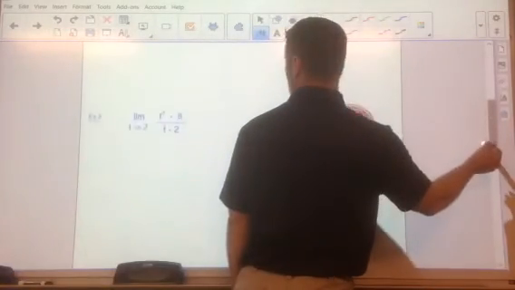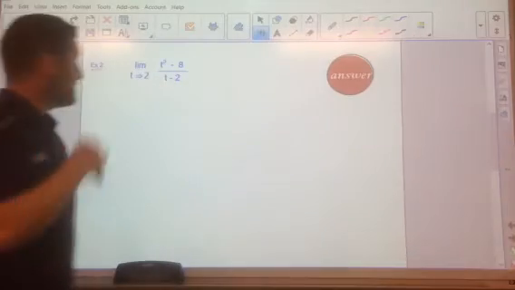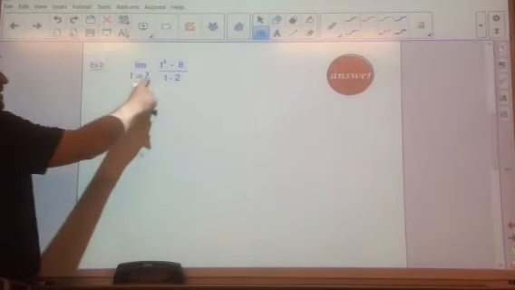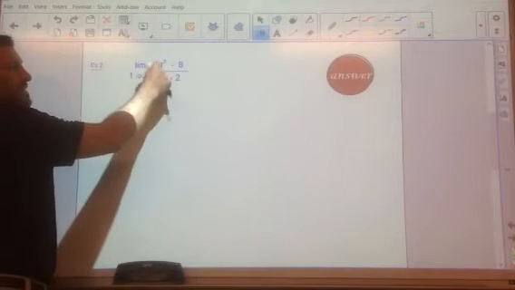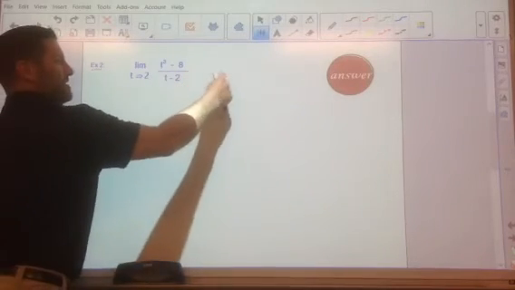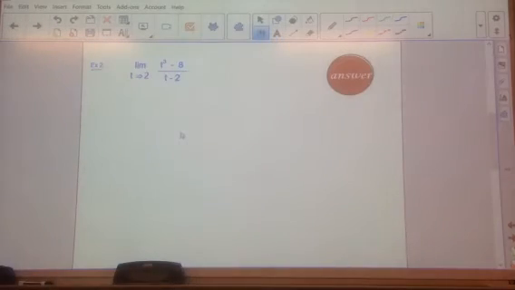Alright, let's try the next one in this section. I'm going to find the limit as t goes to 2 of t cubed minus 8 over t minus 2. Again, I plug in the 2 directly. 8 minus 8, 0. I plug in the 2, 0. 0 over 0, it actually has a name. It's called the indeterminate form. Can't do that, I got to do something else.